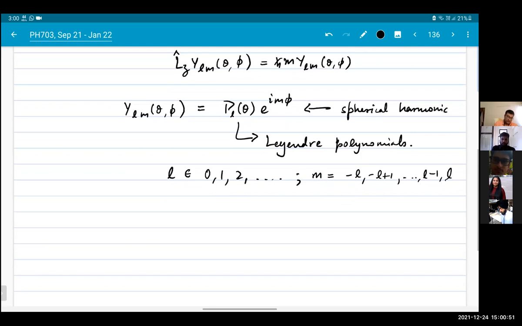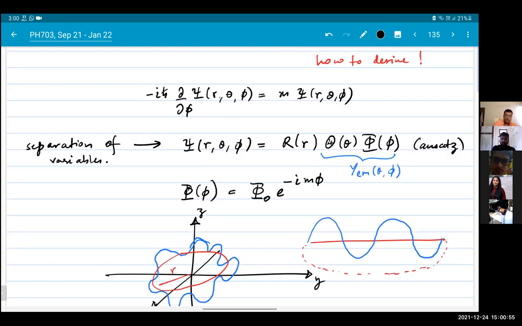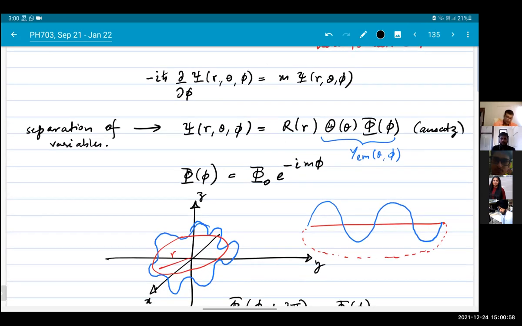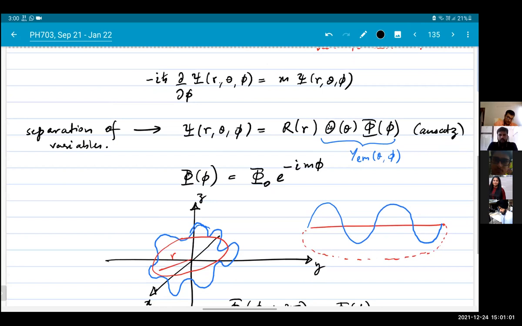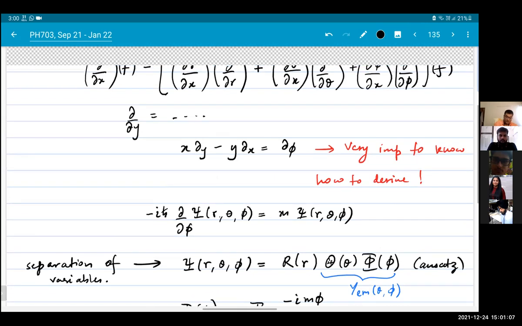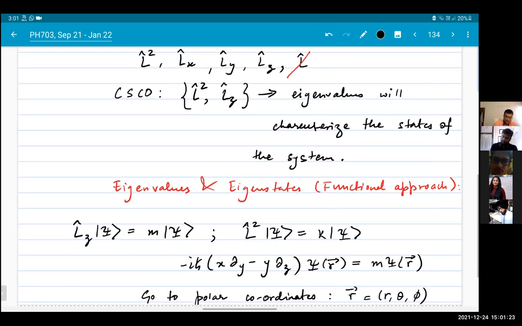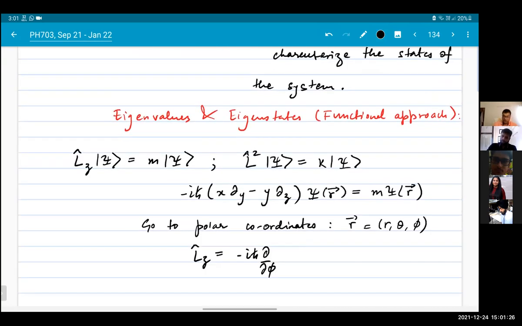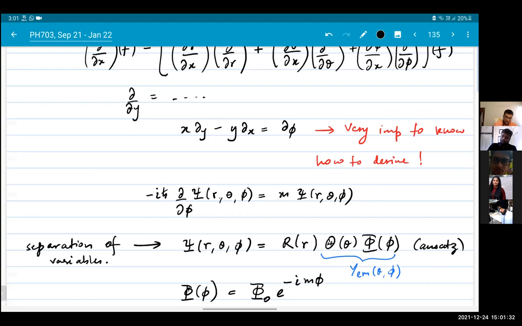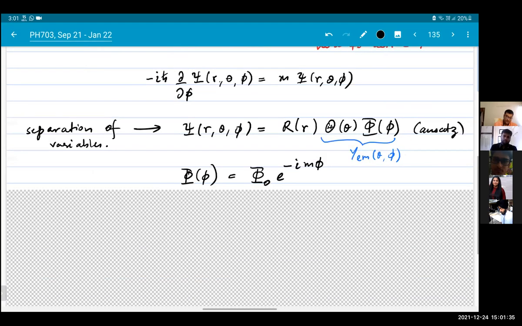Now, all of this that I have worked out here is the functional approach, or you can call it the differential equation approach, because I have written down the differential equation corresponding to this operator and then found the solutions of this differential equation. This approach is not very straightforward. It's not very simple.